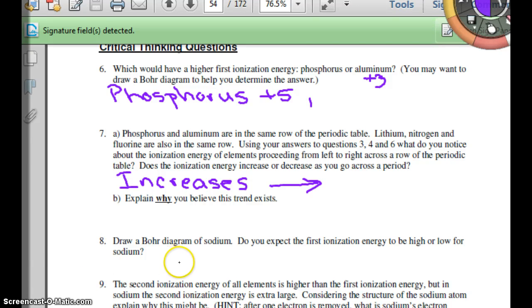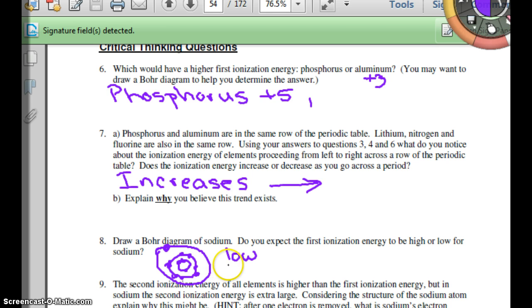So when we draw sodium, we've got 2 electrons in our first energy level, and then we have 8 electrons in our next one. In the last energy level, we just have 1. So there's only 1 electron here. So this electron is only feeling a +1 draw to the nucleus. So that's not very high. So sodium has a low first ionization level. Do you expect the first ionization energy to be high or low? So we would expect it to be low.